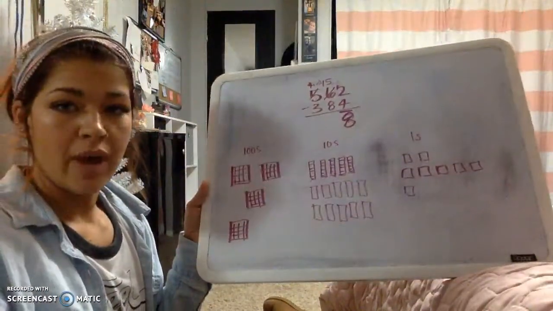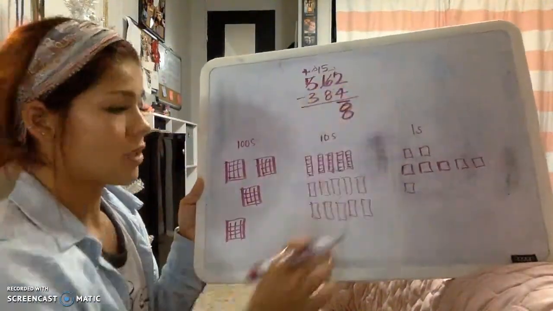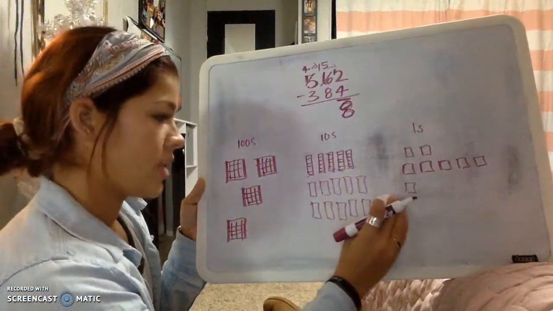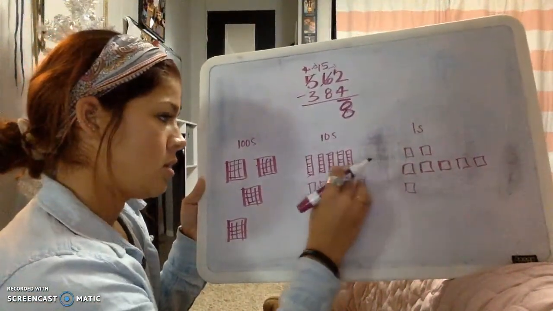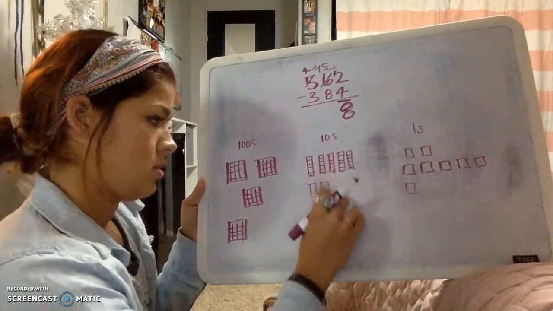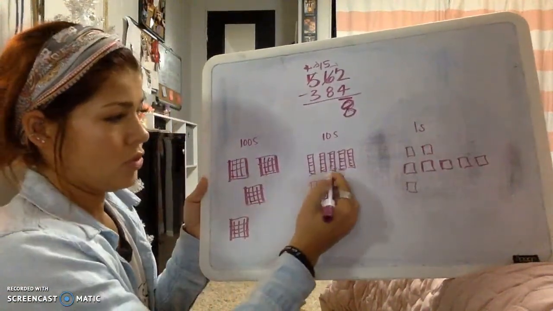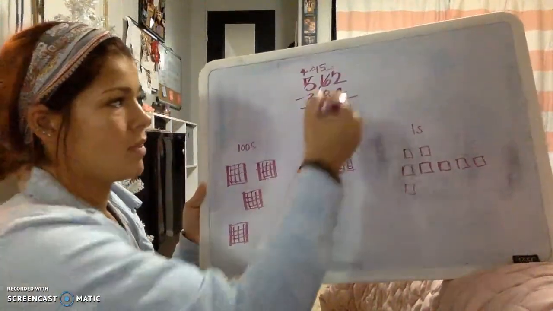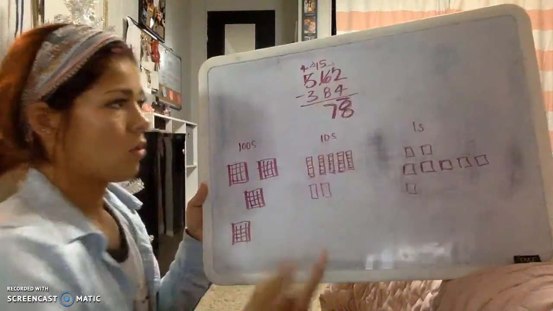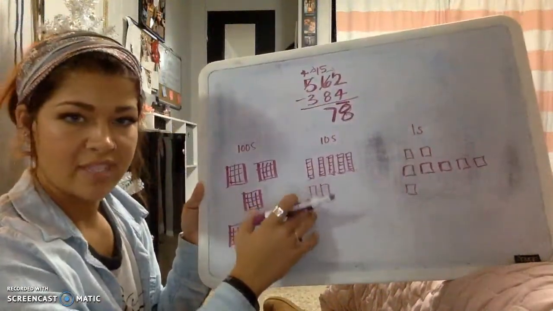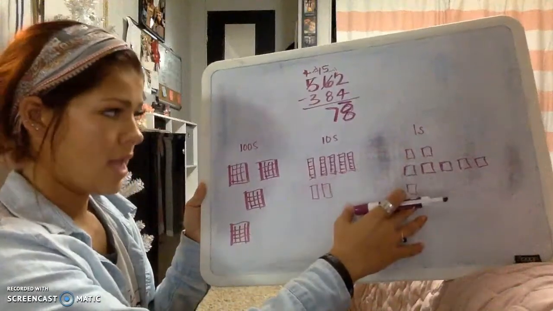So here we have 15 take away 8. So we have 15 here. We're going to take away 8. Leaving us with 1, 2, 3, 4, 5, 6, 7. We're putting that 7 there. This represents 7 tens or 70, 8 ones.